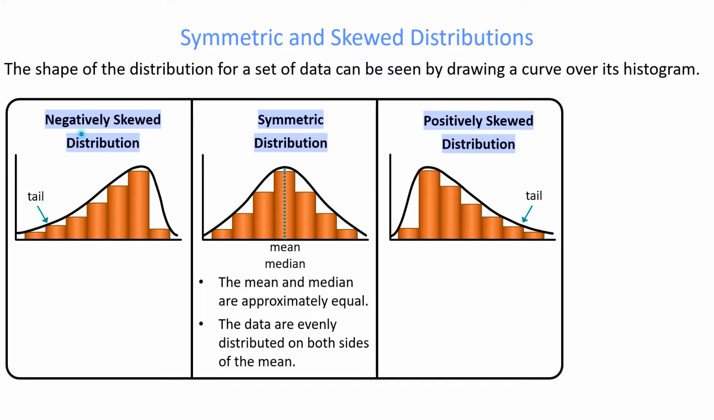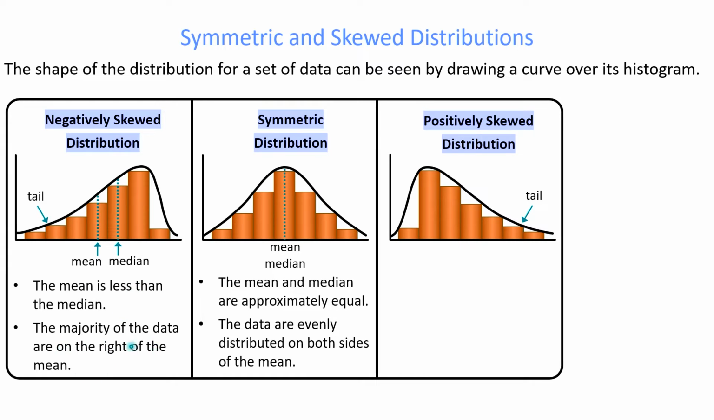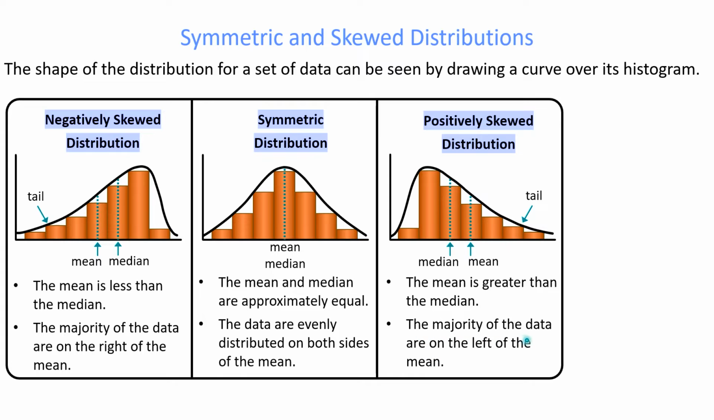And if we look at the negatively skewed distribution, we can see that the mean is less than the median. And the majority of the data are on the right of the mean. So we can see that the majority of the data lies here, to the right of the mean. Now, for a positively skewed distribution, we can see that the mean is greater than the median. And we can see that the majority of the data are on the left of the mean. So this is where the majority of the data lies, to the left of the mean in a positively skewed distribution.